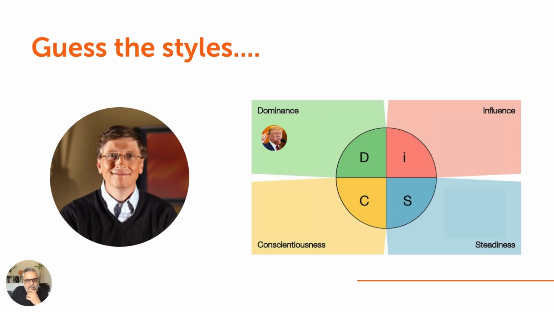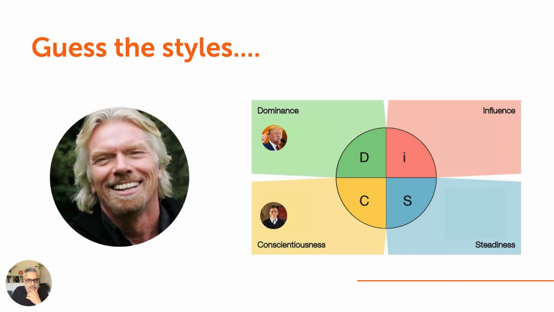Okay, let's have a look at Bill Gates. Where do we feel that Bill Gates sits? It's on the C profile. Very conscientious. He's a very technically minded person, so that lends quite well to him creating Windows. And off the back of that, he's obviously got a real attention to detail.